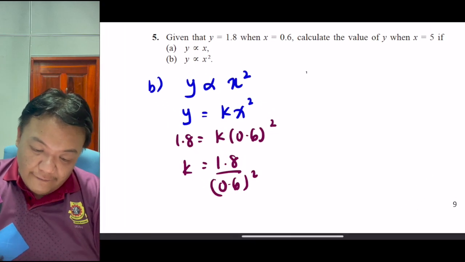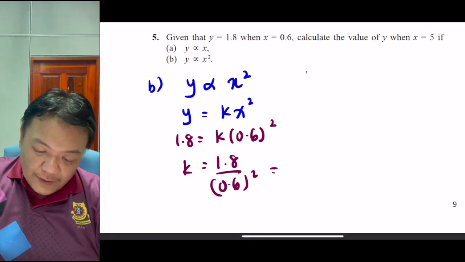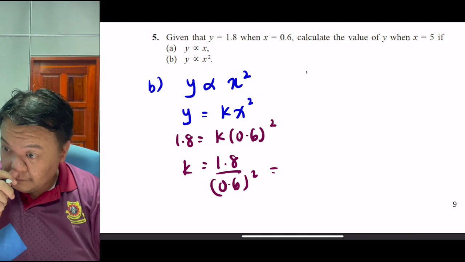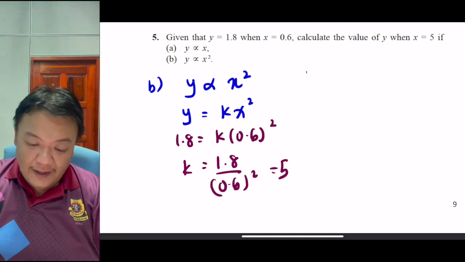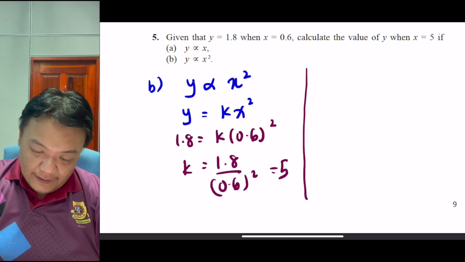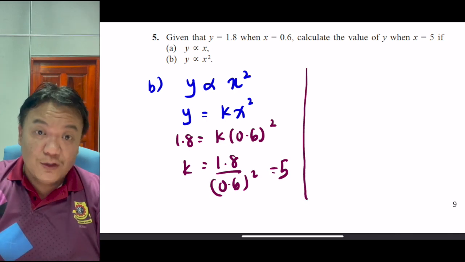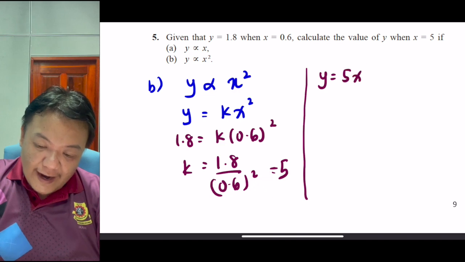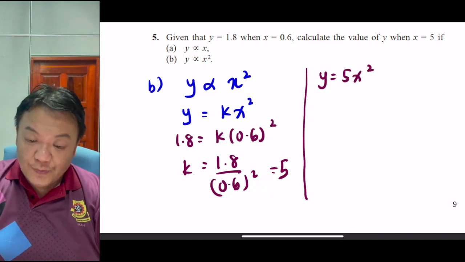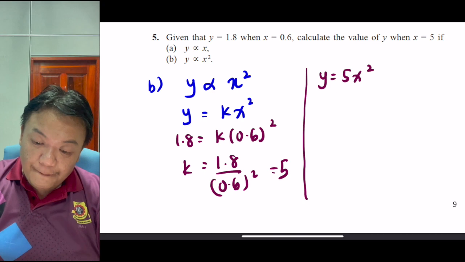Okay, so you have x squared. So press your calculator, you will get k is equals to 5. And then same thing, substitute back the value of k into the equation. So you have y is equals to 5x squared. Then you can find the value of y.